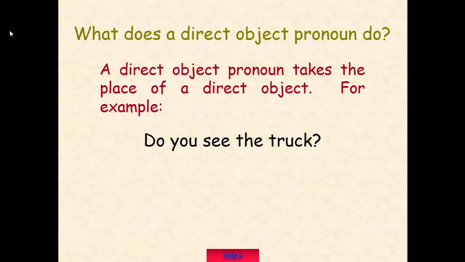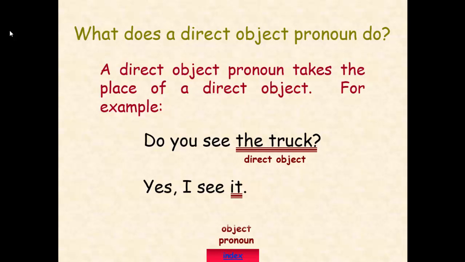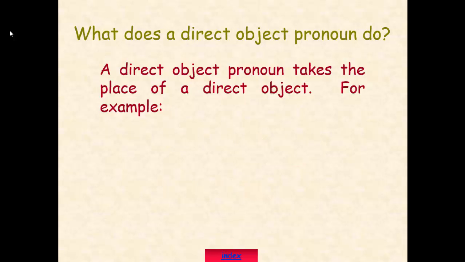For example, do you see the truck? To find the direct object, we're going to ask the question, do you see what? Well, the answer is the truck. The truck is the direct object. And then to answer it, we would say, yes, I see it. It being the direct object pronoun.